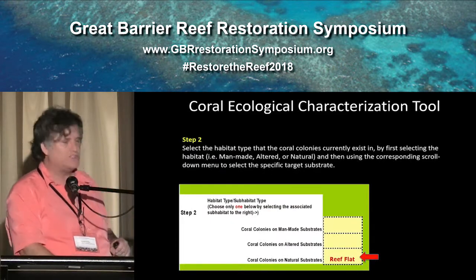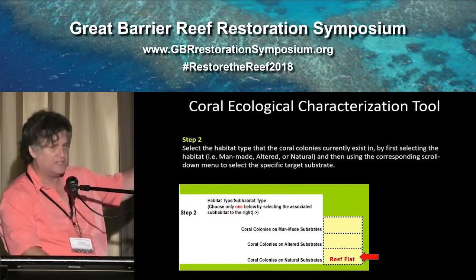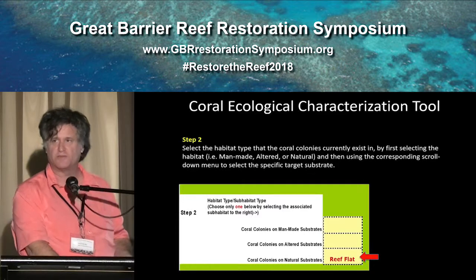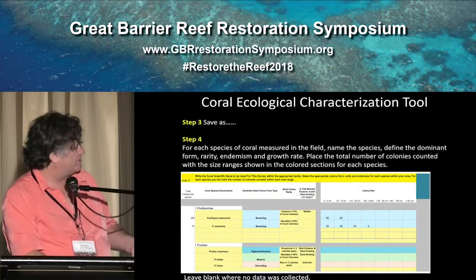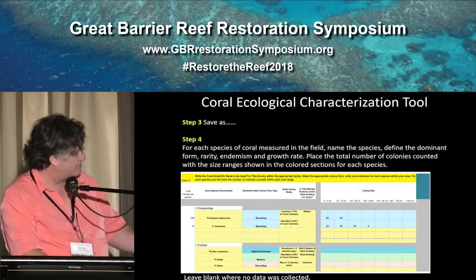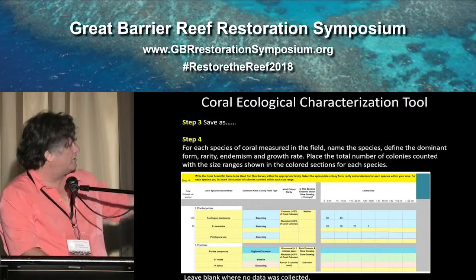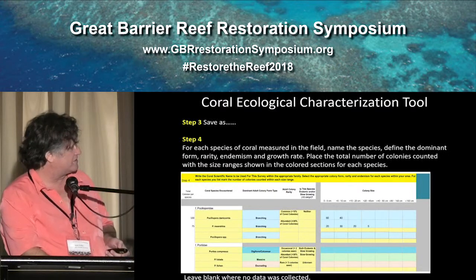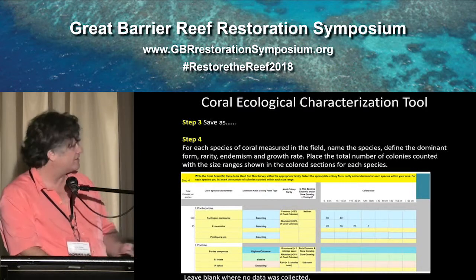And then step 2 is you tell something about the habitat type. We break it down into 3 types, and within each there's a pull-down menu, so you select your specific habitat type. And then you populate it with coral information. Basically, it's rather simple. You give a name. You can give any name you want. You use the pull-down menu to select the form, and it will use a color code for the rest of it so it keeps it tracked.